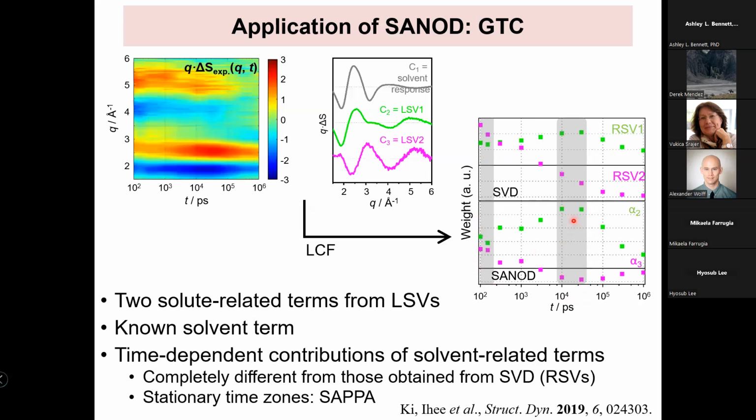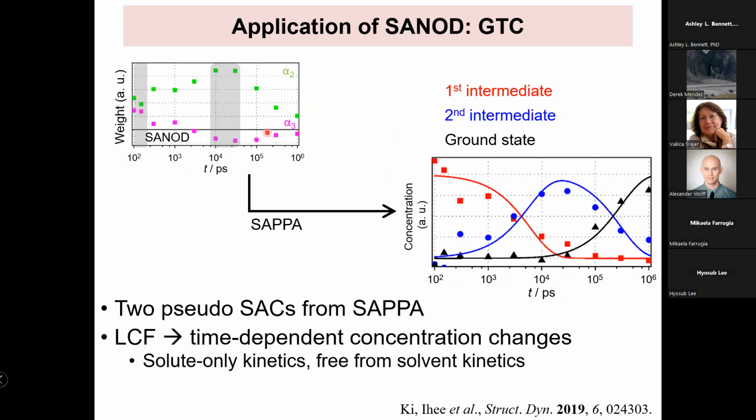So taking these two time zones as the stationary time zones, we can easily extract the species associated curves from them. After that, we can describe the data as a linear combination of the two species associated curves determined in these two stationary time zones. And the result is as follows. We can see that the first intermediate decays and the second intermediate rises and decays. And third, the ground state recovers like this.